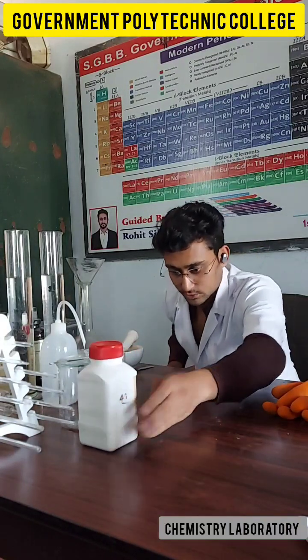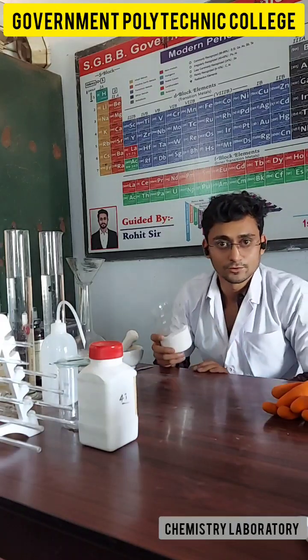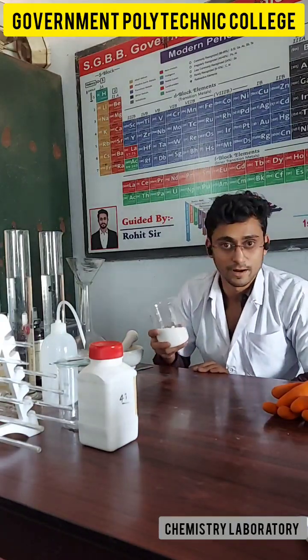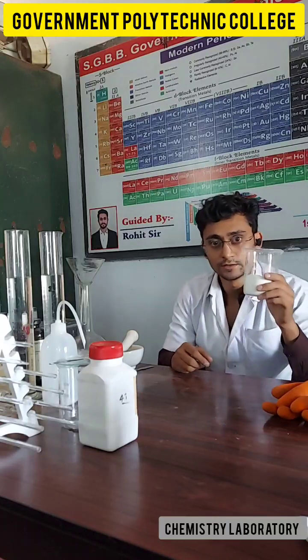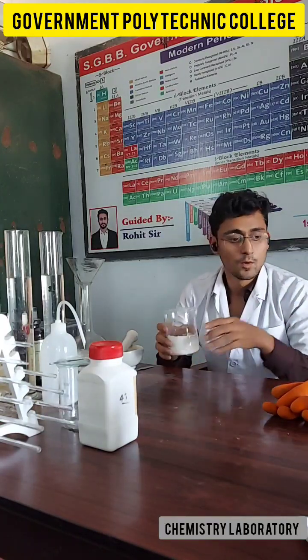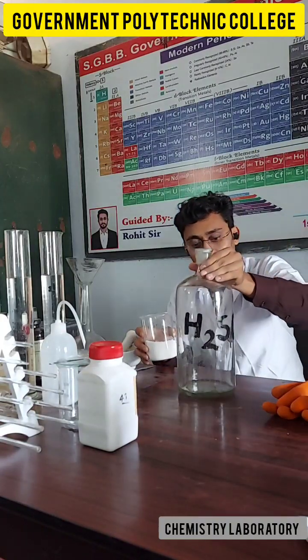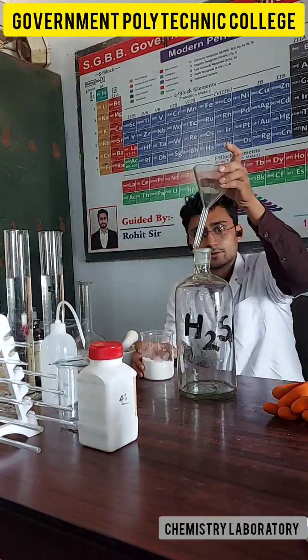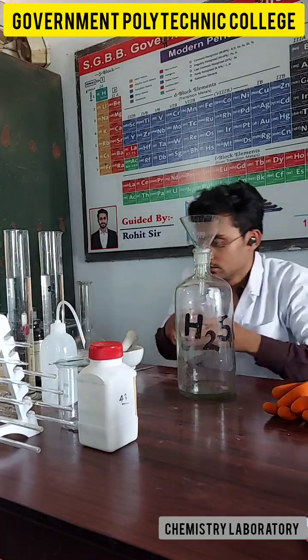So I already measured the disodium hydrogen phosphate. This is 178 grams of disodium hydrogen phosphate, and I'm pouring it into this glass jar using the funnel, and then the rest of the water.